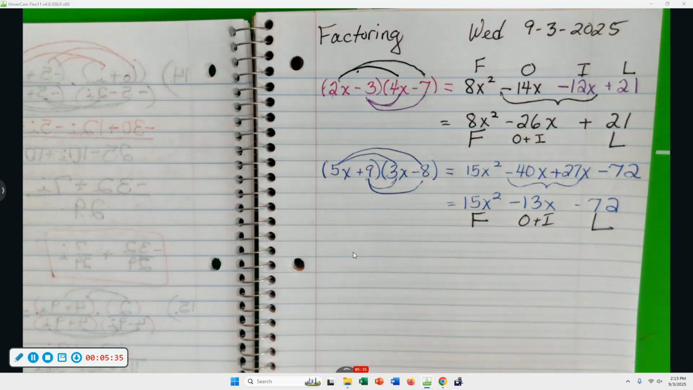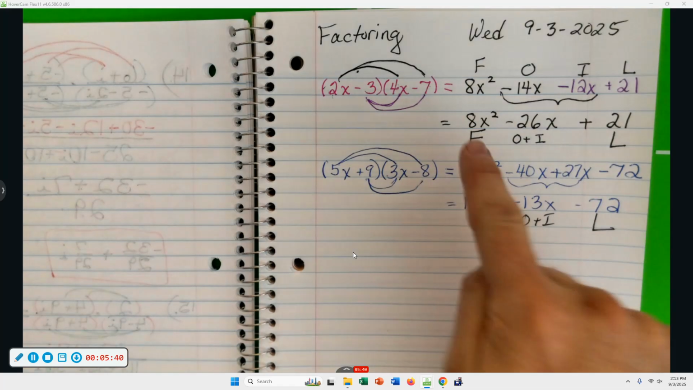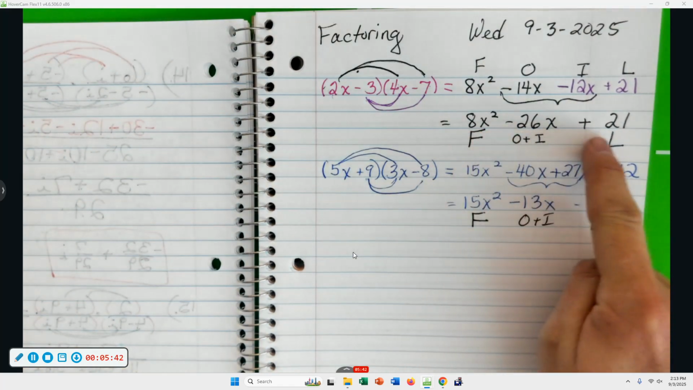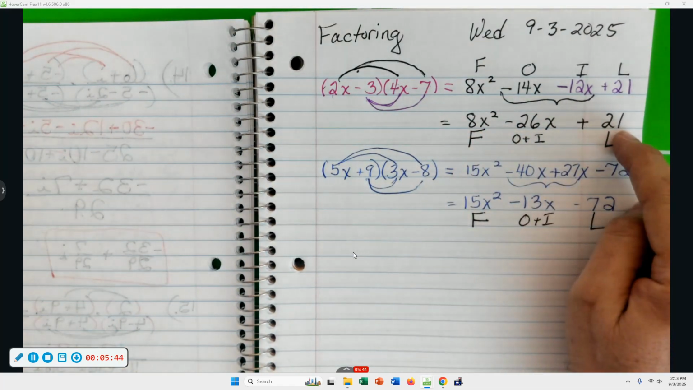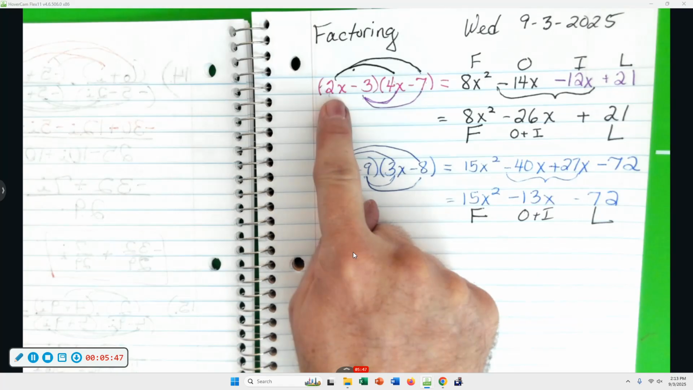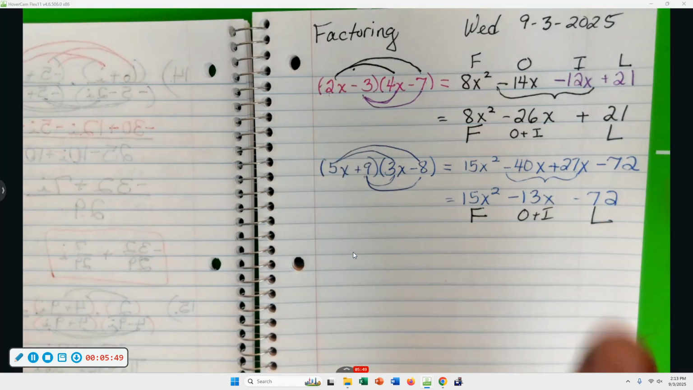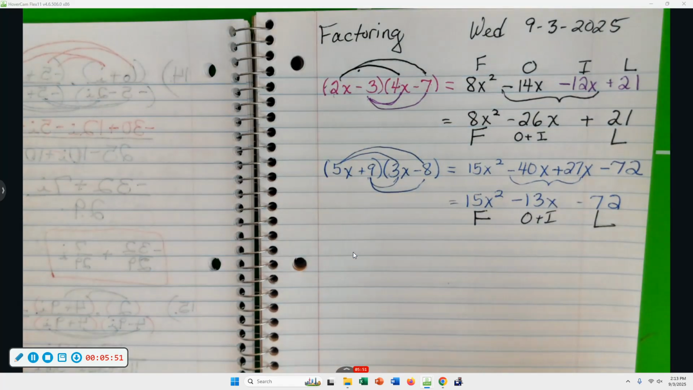And then the negative 13x is when we combine the outer and inner, and then the last. I want you to start thinking about going backwards. Given this, 8x squared minus 26x plus 21, get this. What we're going to be doing is just a trial and error reverse FOIL method.